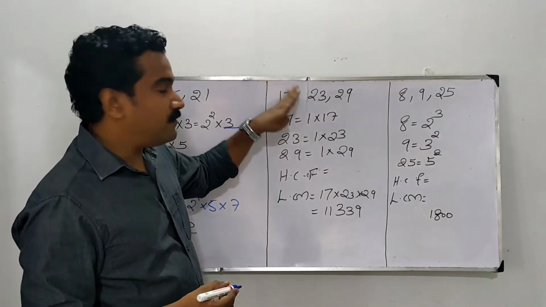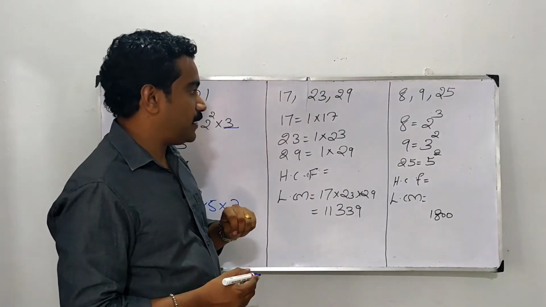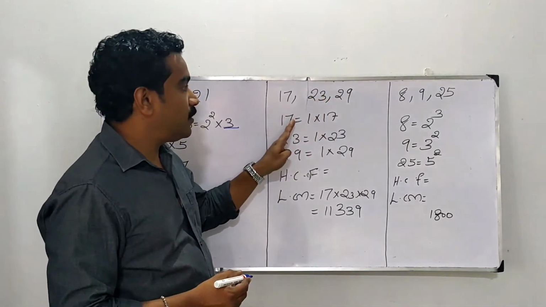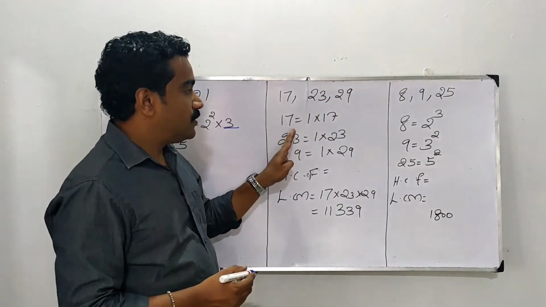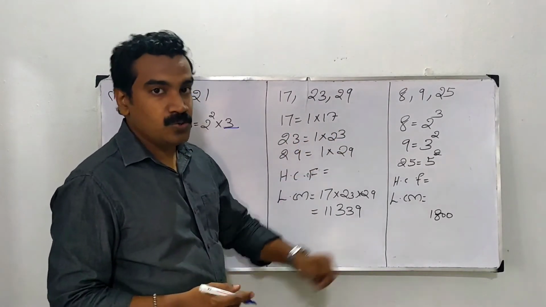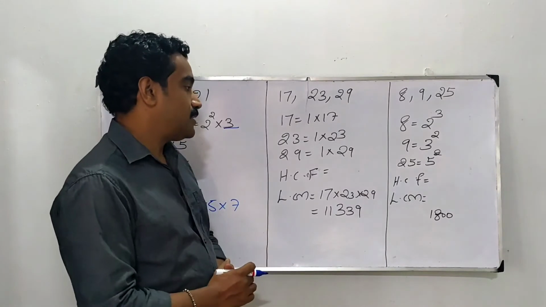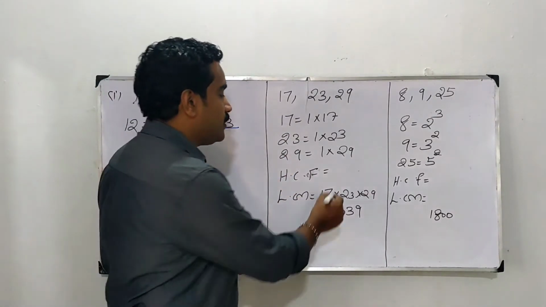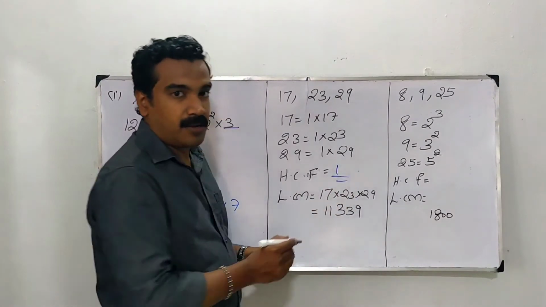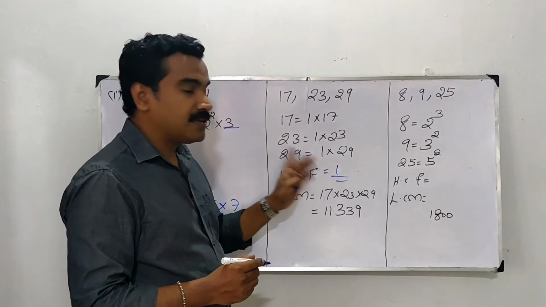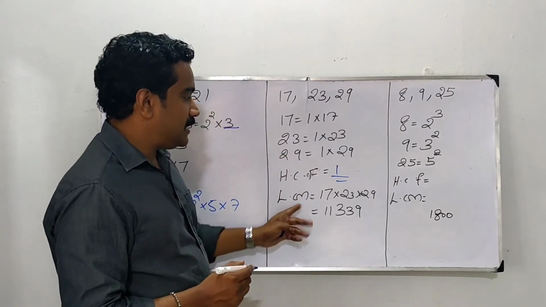Look at the next question. 17, 23, 29. Look, these three numbers are prime numbers. So 17 you can write as 1 into 17. 23 you can write as 1 into 23. And 29 you can write as 1 into 29. Only this way you can write. So the HCF is, what is common? Nothing is common. So we take 1 as the common number. So the common for prime numbers is actually 1. So HCF is 1.